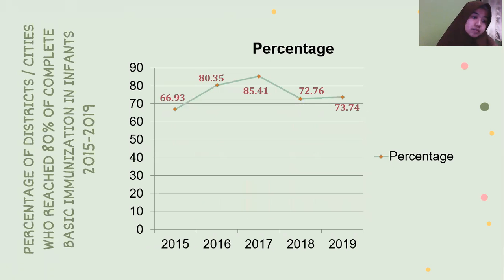And this is the percentage of districts or cities that reach 80% of complete basic immunization in infants in 2015 until 2019. In 2019, complete basic immunization in Indonesia was 93.7%.